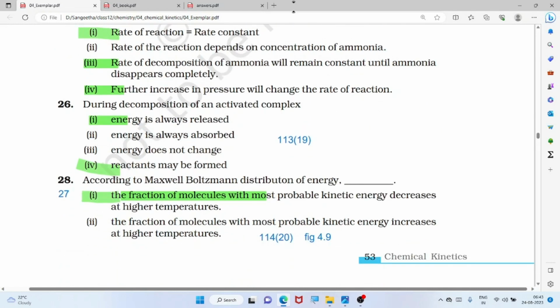During the decomposition of the activated complex, energy is always released. Energy is released to form products, that is decomposition. This energy release is different from exothermic or endothermic. This only says energy is released, it does not say whether product energy is greater than the reactant energy or less than the reactant energy. Energy is released, it says. That is delta H, different from this. Reactant may be formed.